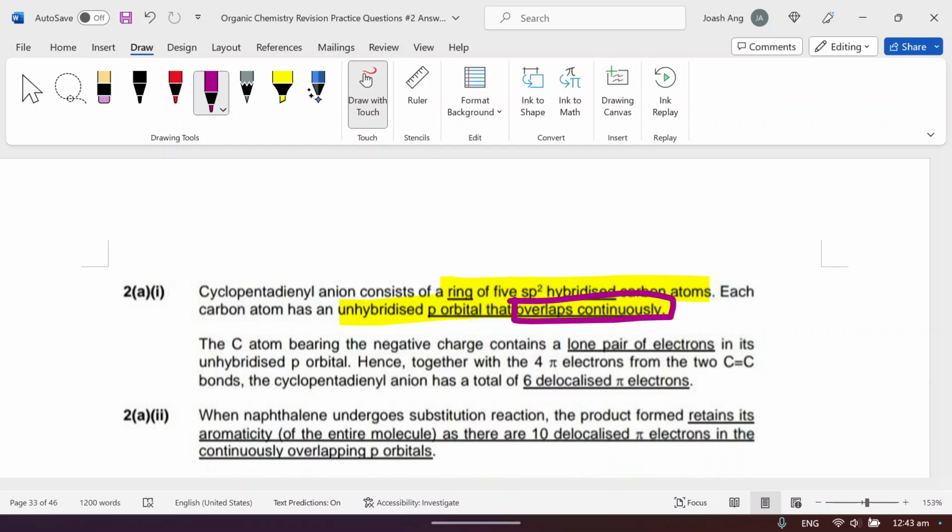Okay, overlaps continuously, and the negative charged carbon contains a lone pair of electrons in its unhybridized p orbital. Together with the 4 pi electrons of the 2 C=C double bonds, there's a total of 6 delocalized pi electrons. So you can see the answer clearly shows the two criteria being fulfilled.